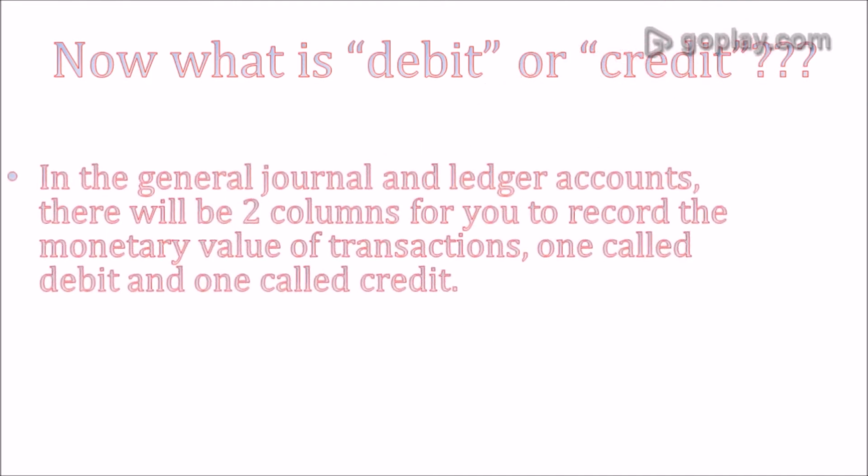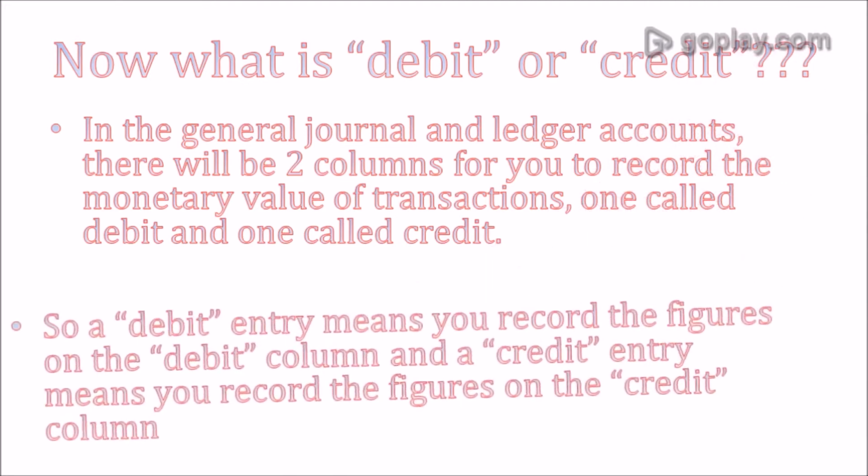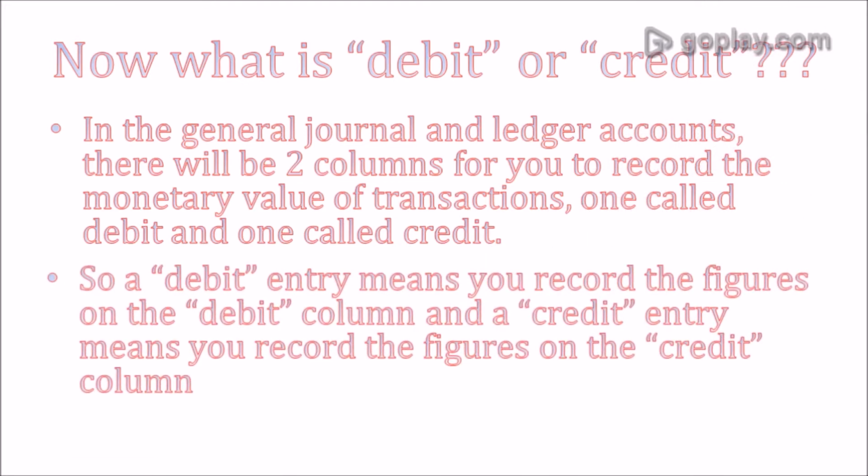Now, what is debit or credit? In the general journal and ledger accounts, there will be two columns for you to record the monetary value of transactions, one called debit and one called credit. So a debit entry means you record the figures in the debit column, and a credit entry means you record the figures in the credit column.